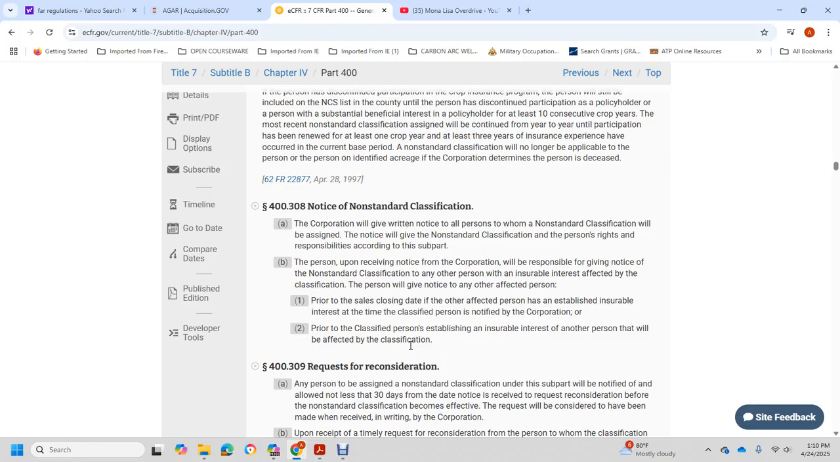Prior to the closing day of the effective date, the person establishing insurable status must enter with the classified person, notified by the corporation. Prior to the classified person establishing insurable status to enter with another person, it will be effective with the classification.